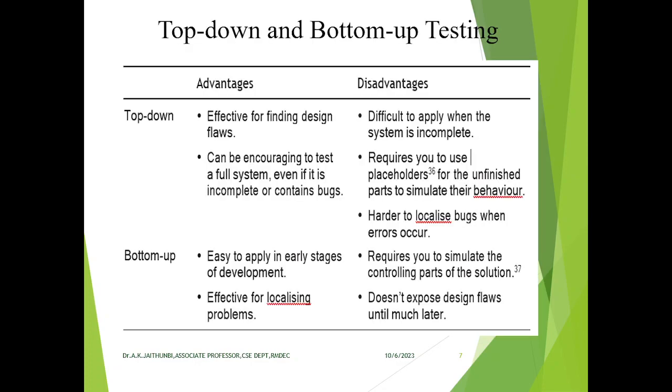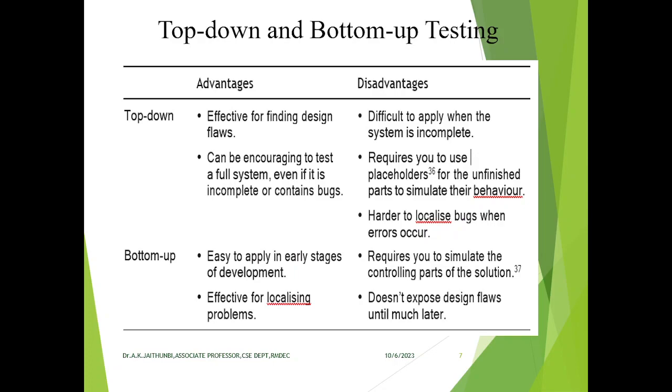So we'll see what is the advantage and disadvantage of top down and bottom up testing. Top down, it is effective for finding design flaws. It can be encouraging to test a full system even if it is incomplete or contains bugs. The disadvantage of top down testing is it is difficult to apply when the system is incomplete. It requires you to use placeholders for the unfinished parts to simulate their behavior. It is harder to localize bugs when errors occur.